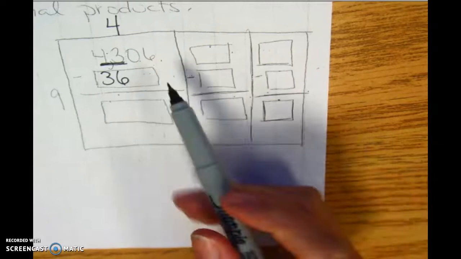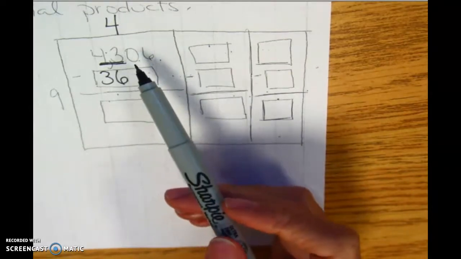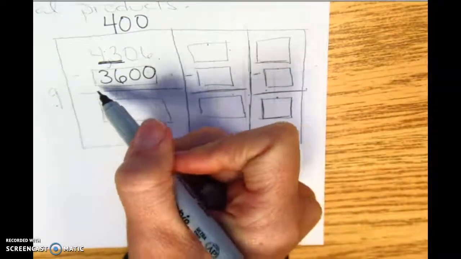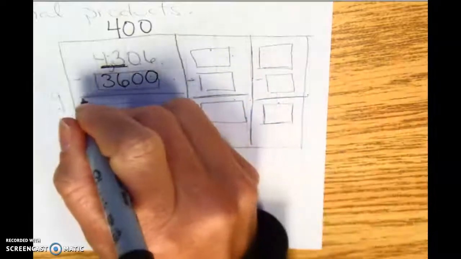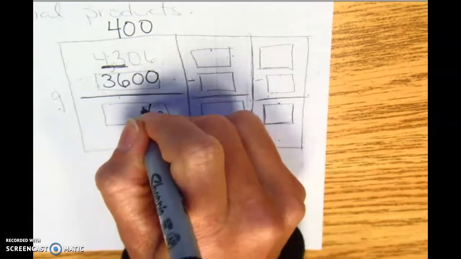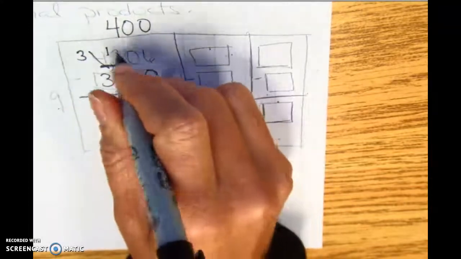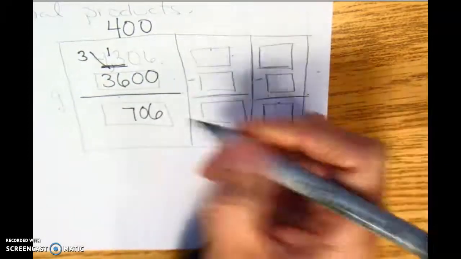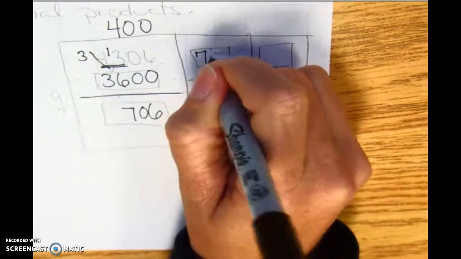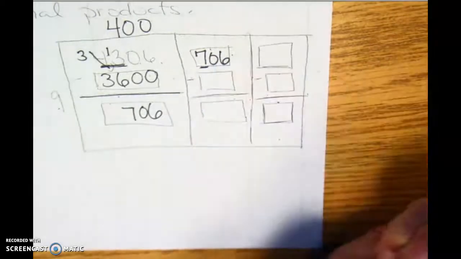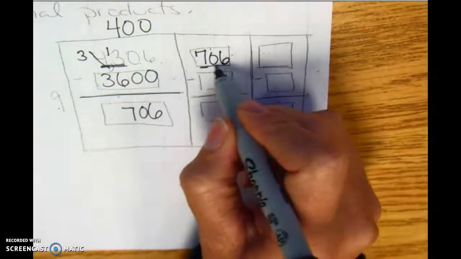And I'll always ask the students, well, 36 is really far away from 4,306. What can we do? We can add some placeholders as zeros. And if we add 2 zeros here, we need to add 2 zeros up here because 9 times 400 would be 3,600. I will then subtract. I have to regroup. Okay, now take my difference. I'm going to rewrite it up in the box up here. And I'm going to ask myself, can 9 go into 7? Not easily, so we're going to go 70.